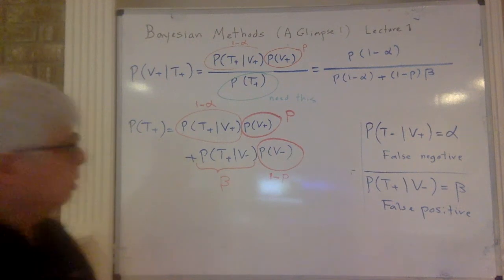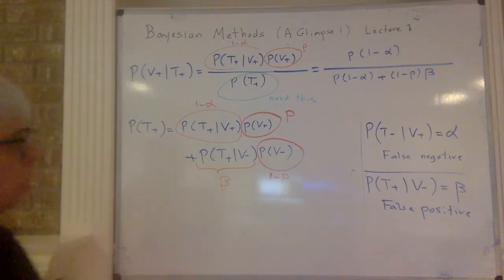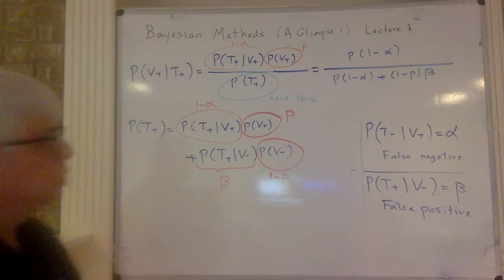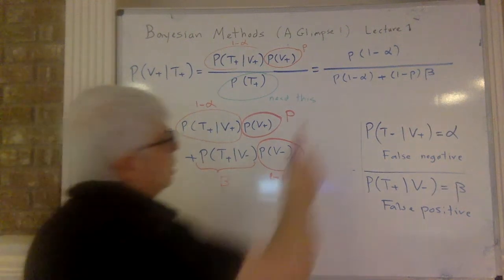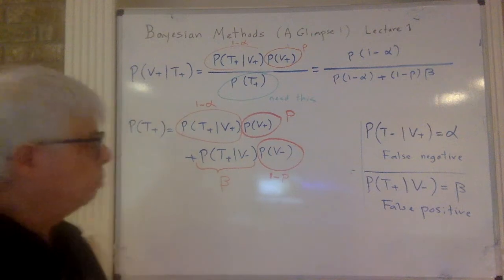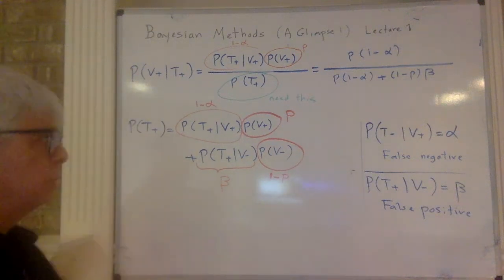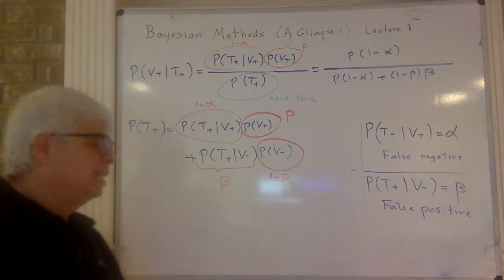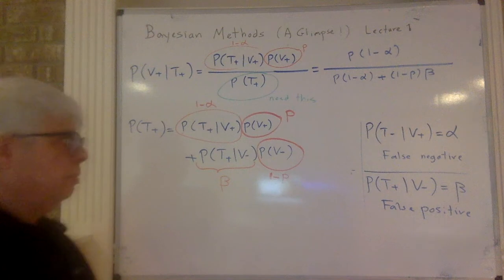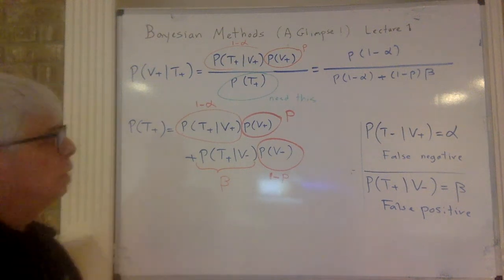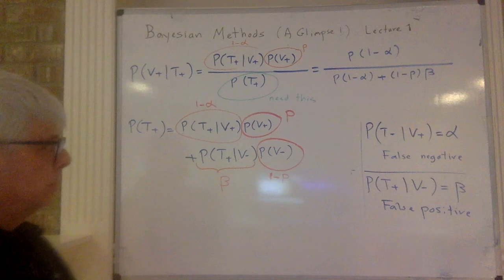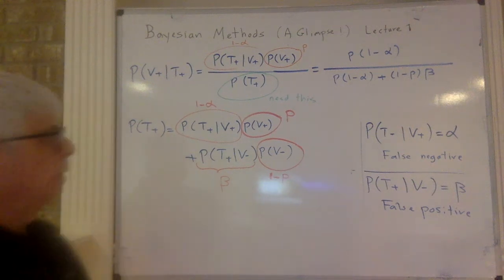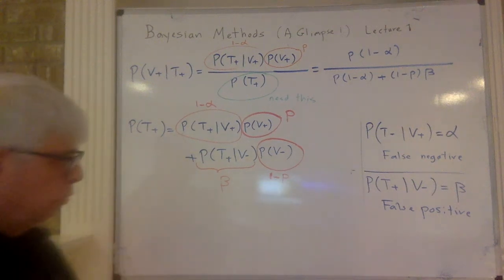Now, as I said, p is a small number, but alpha, the false negative, was 0.3. So 1 minus alpha is 0.7. And we can see that it depends on beta and 1 minus p. And 1 minus p is close to 1, because p is small. So that's about 1, and it depends on beta, and see what false positives are.